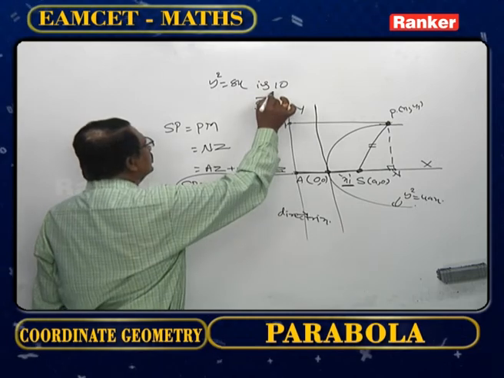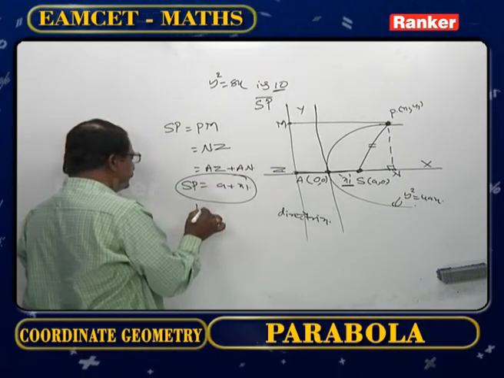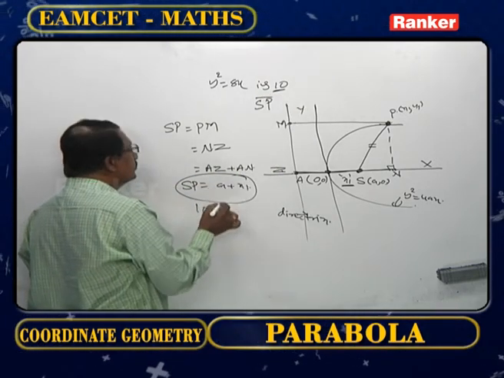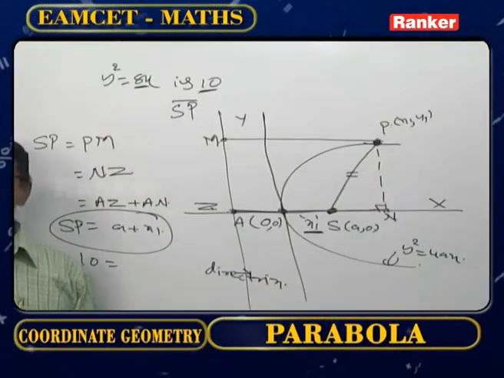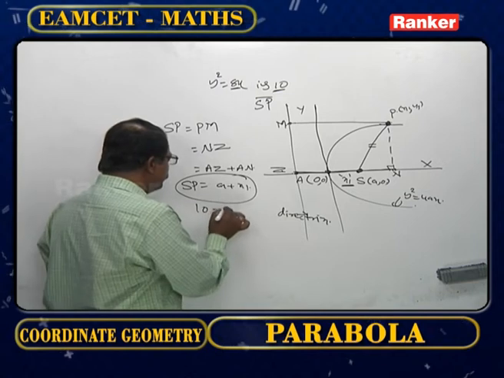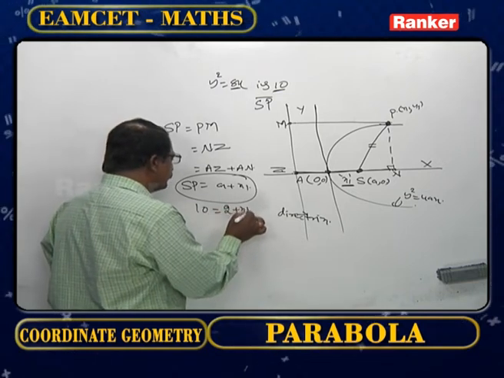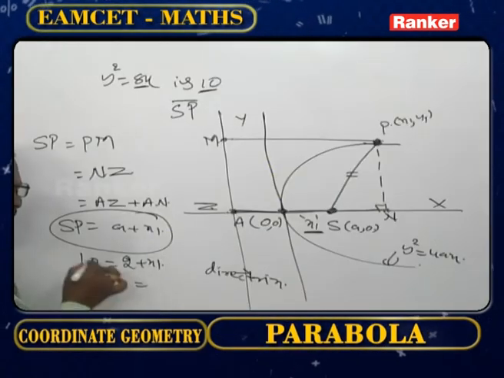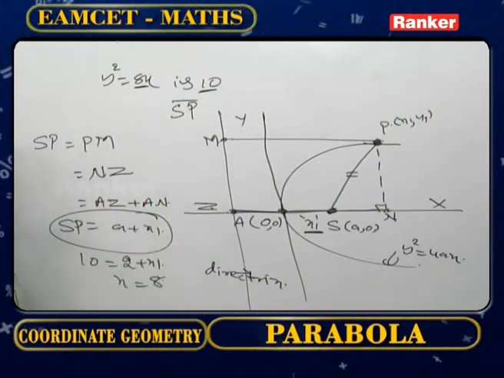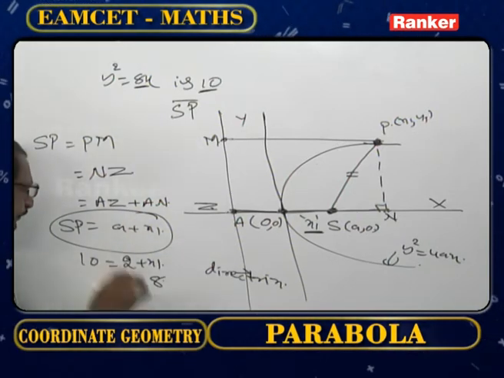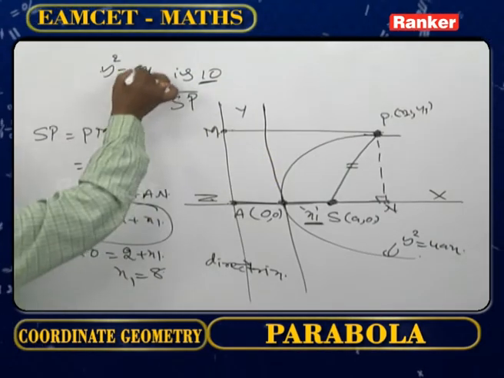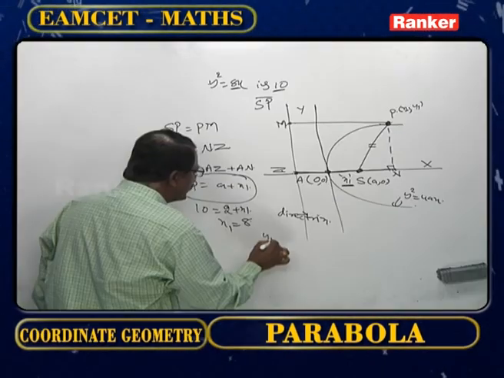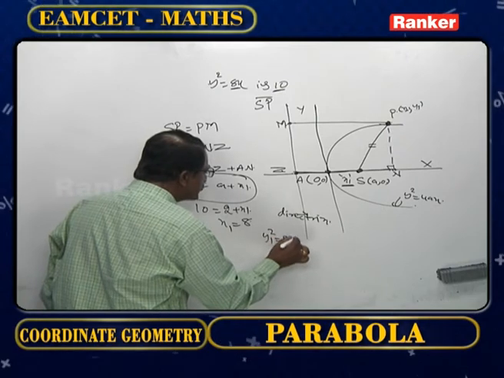Now given the focal distance equals 10. 10 equals a plus x1. From the given parabola, 4a equals 8, so a equals 2. 2 plus x1, now x1 equals 8.